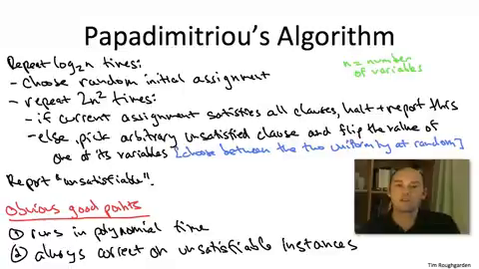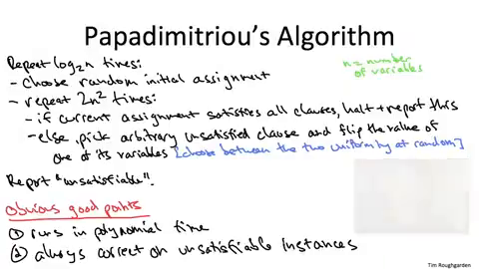What's not at all obvious is the probability that Papadimitriou's algorithm will find a satisfying assignment in instances where at least one such assignment exists. That analysis is the subject of this video.